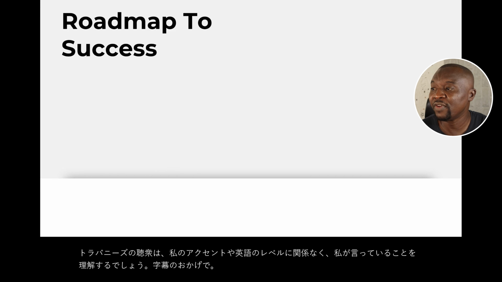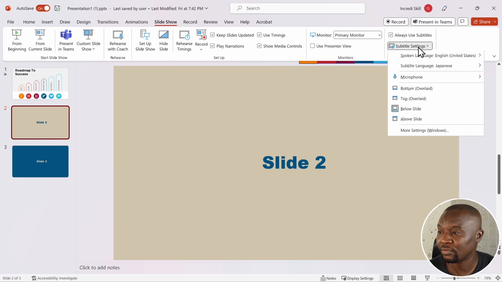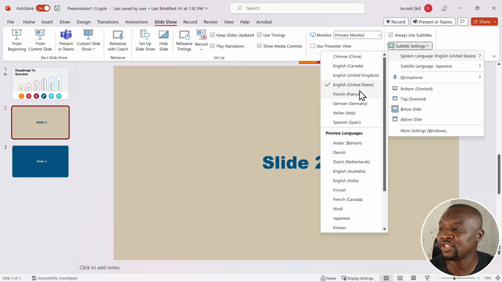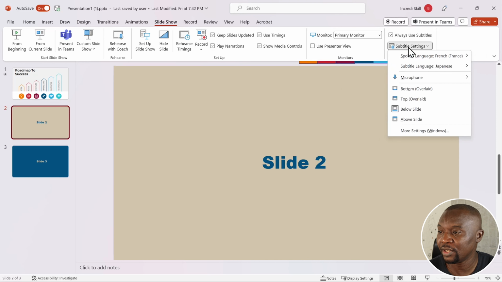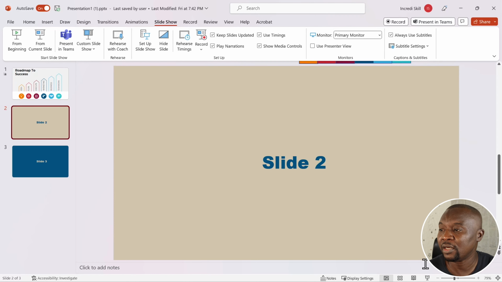You can also do reverse subtitle, that is, speak in a different language and subtitle in English. I know a few words in French, so I'll go back to subtitle settings. This time I will change spoken language to French and subtitle language to English. Then run slideshow.